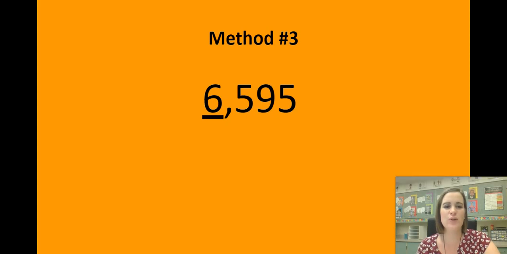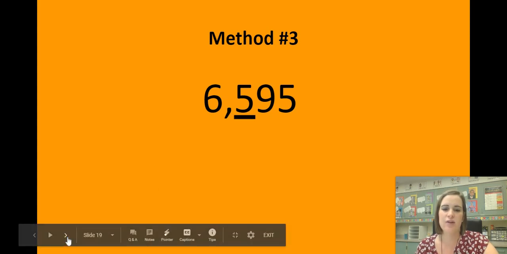Okay, so now I'm going to explain to you our third method for rounding. So the number we're rounding now is 6,595. So in this method, you're going to find the digit in the thousands place. So in this number, 6 is in the thousands place. Then you're going to look at the digit to the right of the thousands place. So the digit to the right of the thousands place is the 5.